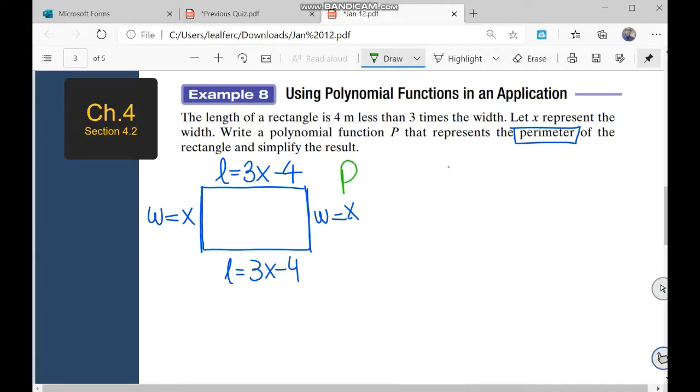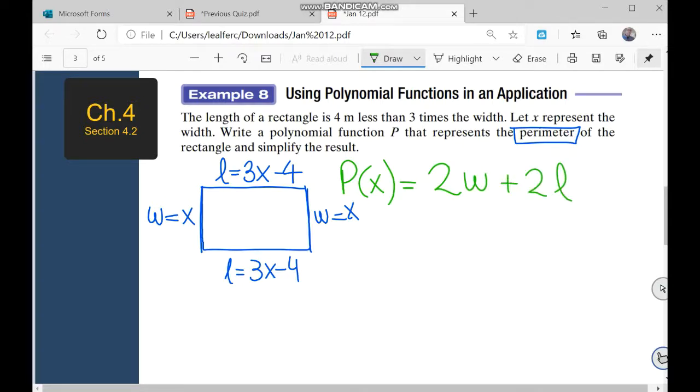And the perimeter is going to be a function of x. How do we find the perimeter of a rectangle? You can remember the formula. The formula is 2 times width plus 2 times the length.